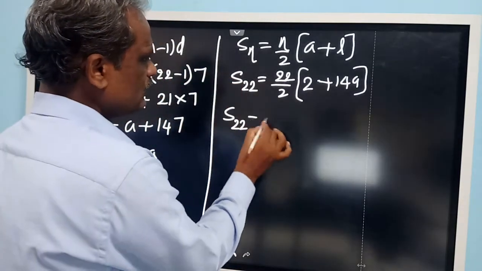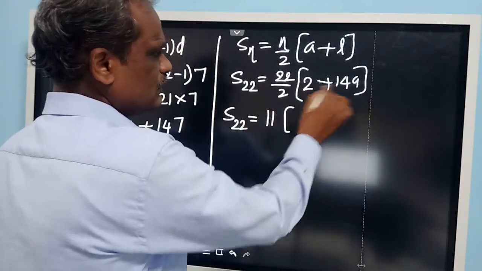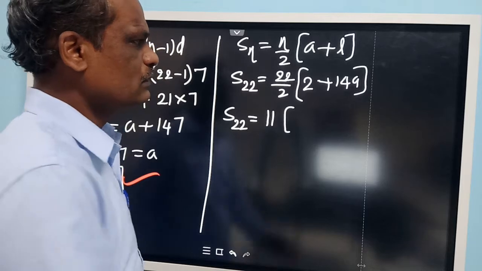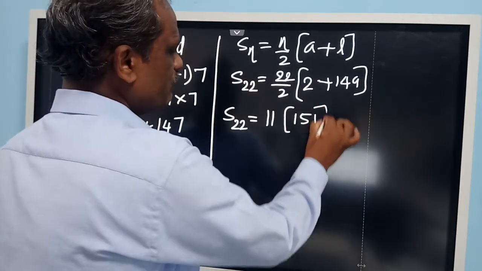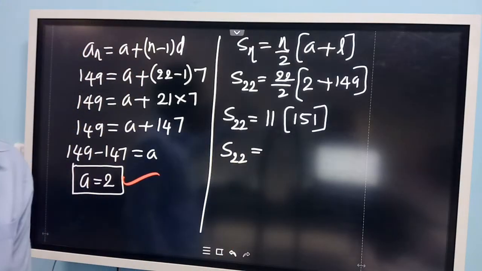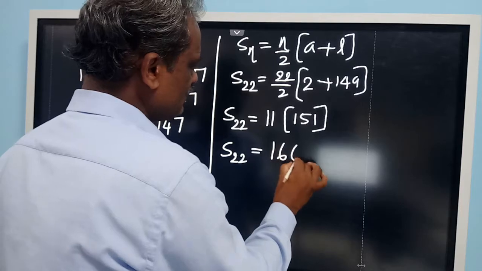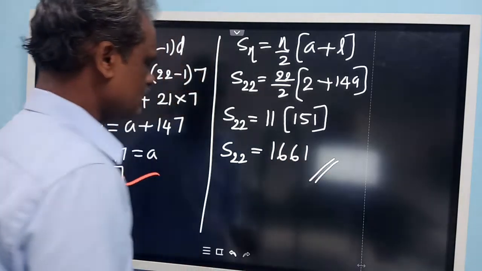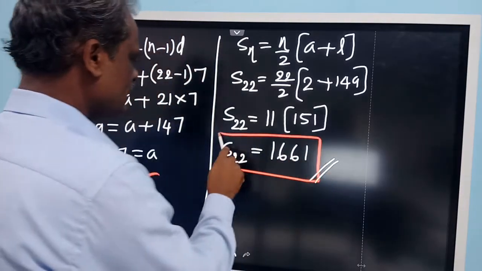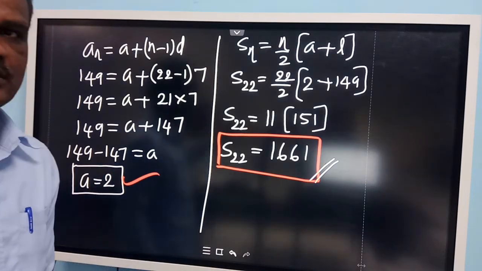S22 is equal to 22 divided by 2, which gives you 11 into (149 plus 2), 151. The product of these two: S22 is equal to 11 into 151, which is 1661. So that is the correct answer. You got the sum of first 22 terms. This is how you can find the solution.